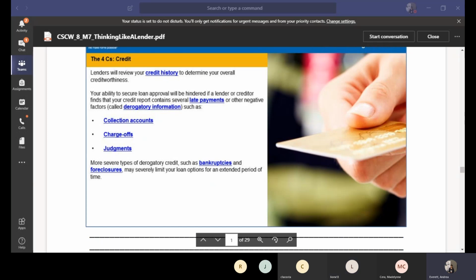So this is what they're going to cite if your loan application is rejected. They have to send you a letter saying exactly why they rejected it, and they could use those negative factors as the reason. Derogatory information includes late payments, charge-offs, bankruptcies, judgments, etc.